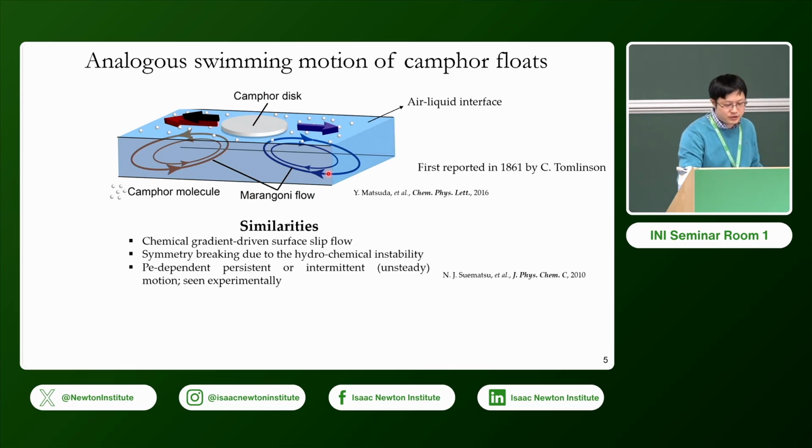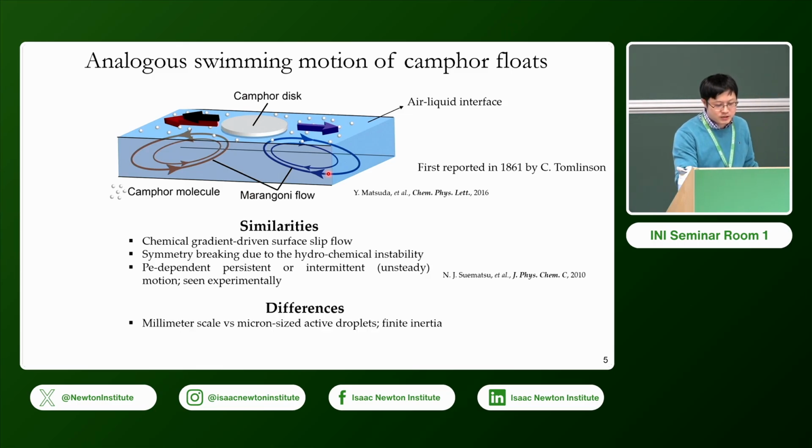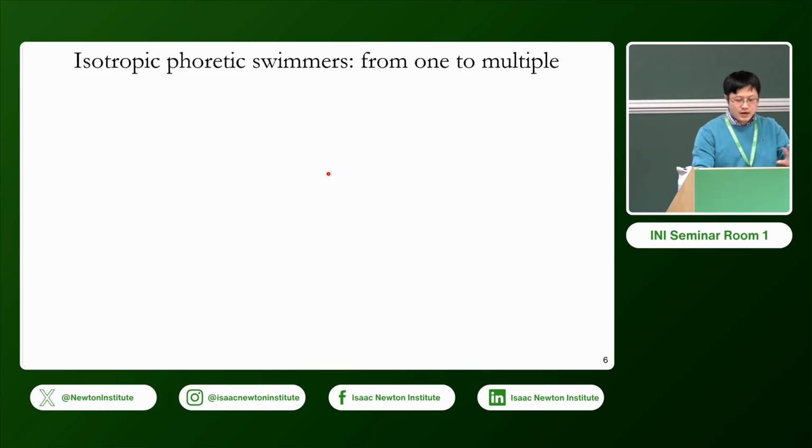Another similarity, in fact, was found by several Japanese groups. They found that it depends on the Péclet number. Either the swimmer can swim persistently, steadily, or intermittently. This is the same as in experiments. The only difference is that in this case, it's a millimeter scale rather than a micrometer scale, and it is strictly swimming along a plane.